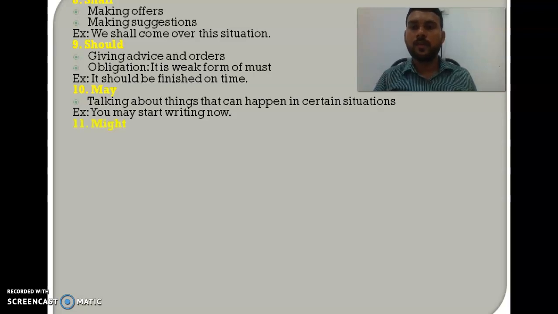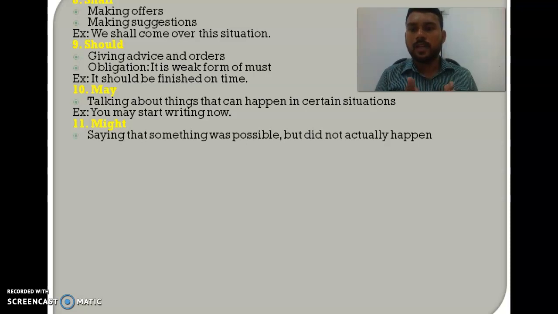The next helping verb is might. It is completely used in the past tense, saying that something was possible but did not actually happen. They might buy a house. There was no certainty that it happened.